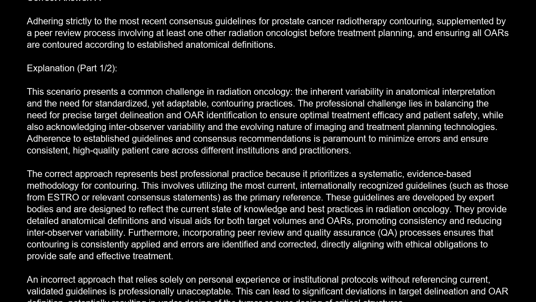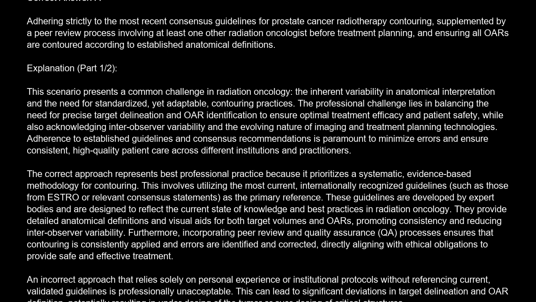The professional challenge lies in balancing the need for precise target delineation and OAR identification to ensure optimal treatment efficacy and patient safety, while also acknowledging inter-observer variability and the evolving nature of imaging and treatment planning technologies. Adherence to established guidelines and consensus recommendations is paramount to minimize errors and ensure consistent, high-quality patient care across different institutions and practitioners. The correct approach represents best professional practice because it prioritizes a systematic, evidence-based methodology for contouring.